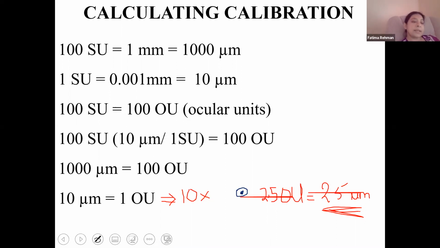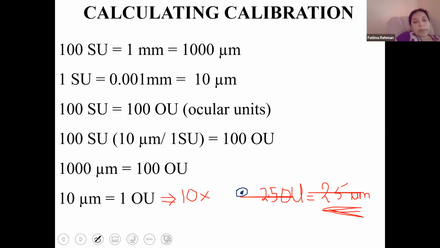Same thing as what I said before. I am 5 feet no matter where I go. I can go to Mount Everest, I'll still be 5 feet. I will not increase in height. Similarly, this cell is going to be 25 micrometer no matter where he is, under what magnification he is. But its length in ocular units will change corresponding to the magnification.